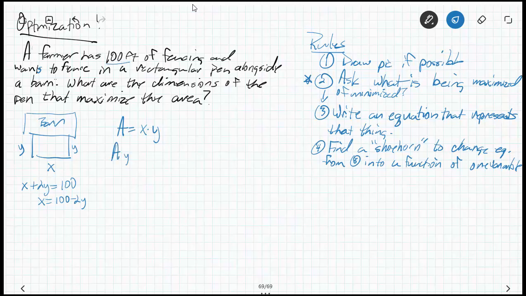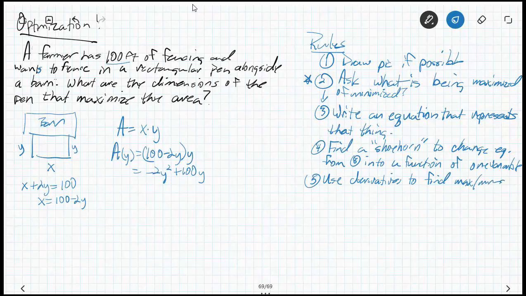So area as a function of y is equal to 100 minus 2y times y. We might want to take a minute here and turn this into negative 2y squared plus 100y, right? Okay, that's cool. Now, once I have a function of one variable, it's easy. Use derivatives to find maxes, mins. Now, in my class, well, we'll get into that in just a sec. We'll have a little addendum to this.